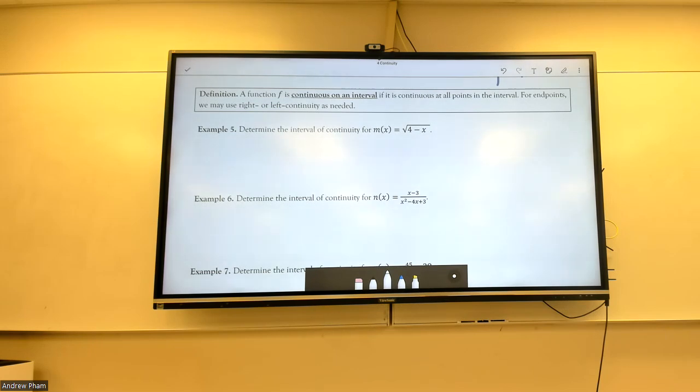What was my first rule on that continuity checklist? Yeah, basically that it was defined at that point. So maybe the first thing I want to do is figure out, when is this function not defined? Whenever I'm talking about a square root, when do I end up with a problem of being defined or not defined?